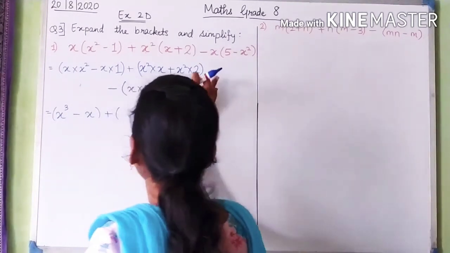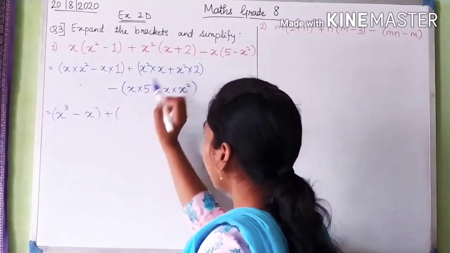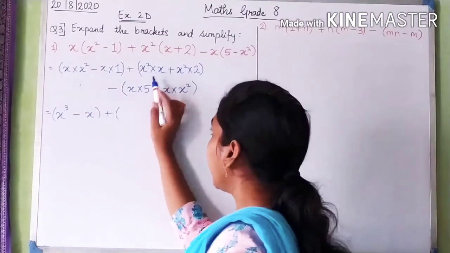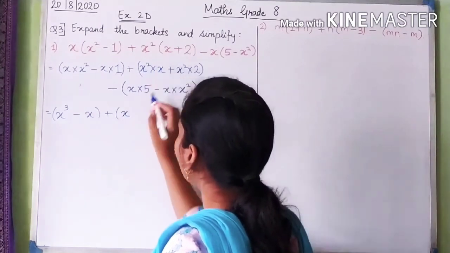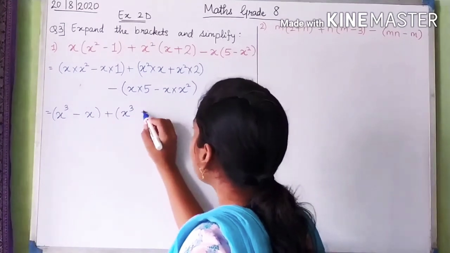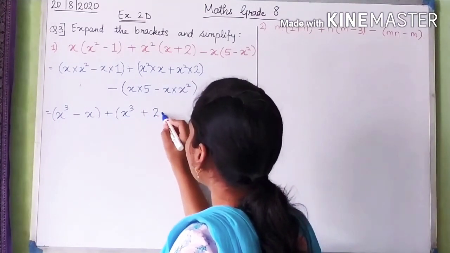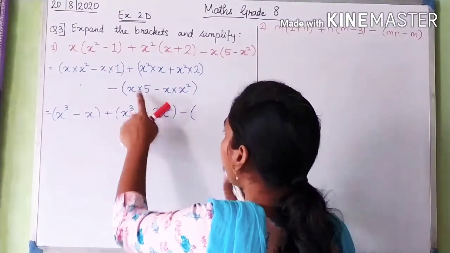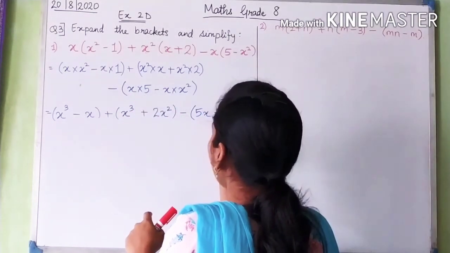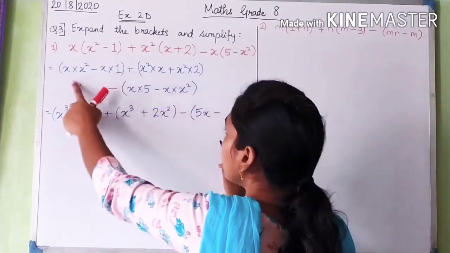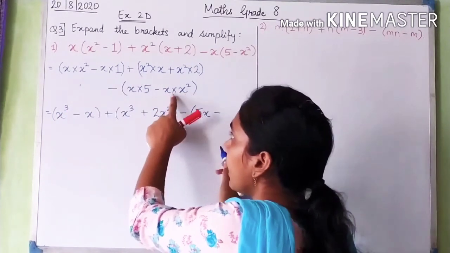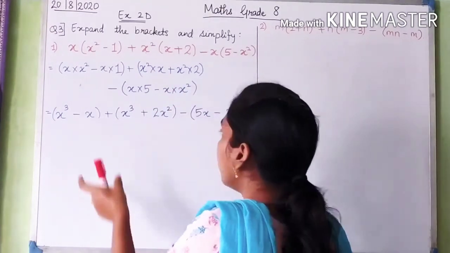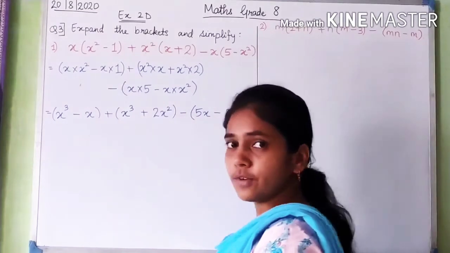Plus the second bracket, x square multiplied by x, similar to this. Both bases are the same and they are multiplied, so we add their indices. 2 plus 1 is 3. Plus 2 multiplied by x square is 2x square. Then we go to the third bracket. 5 multiplied by x is 5x. Minus x into x square, similar to this. Bases are the same and they are multiplied, so we add their indices. 1 plus 2 is 3. So these are the three brackets which I have got.